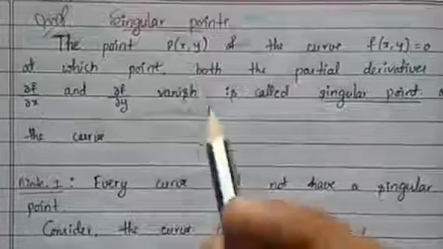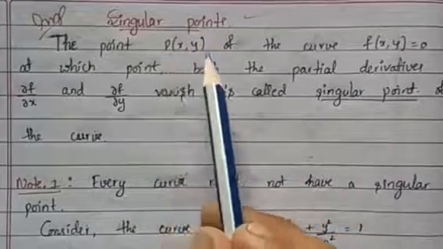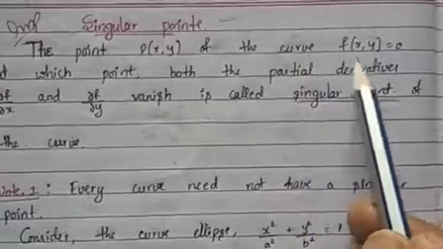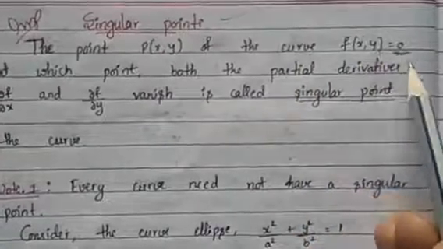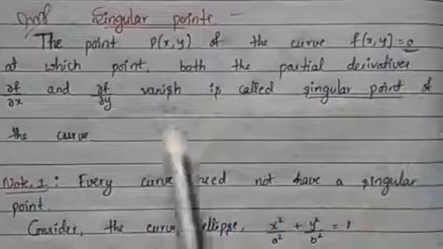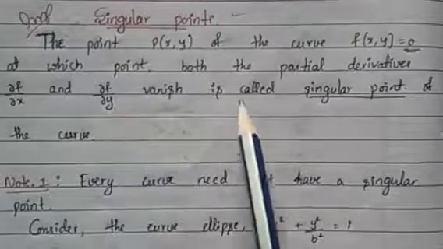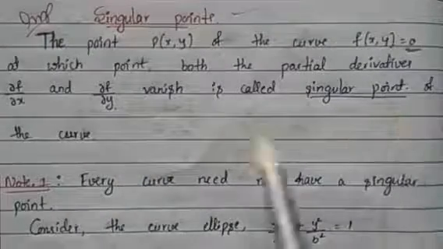So we say the singular point is a point P(x, y) of the curve f(x, y) = 0 at which both the partial derivatives ∂f/∂x and ∂f/∂y vanish. It is called a singular point of the curve.